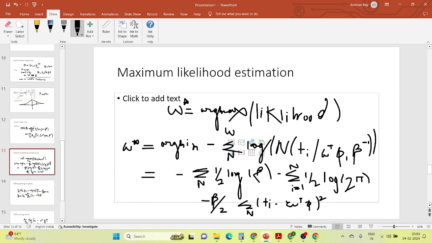So the next part will be maximum likelihood estimation. We would maximize the likelihood to get the parameter w here. That will be our work.